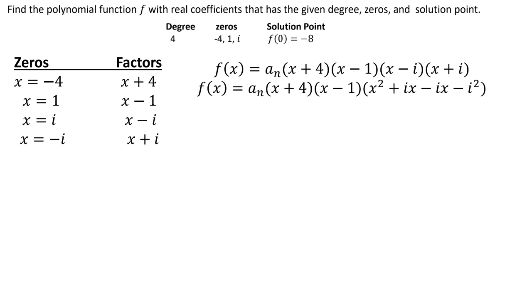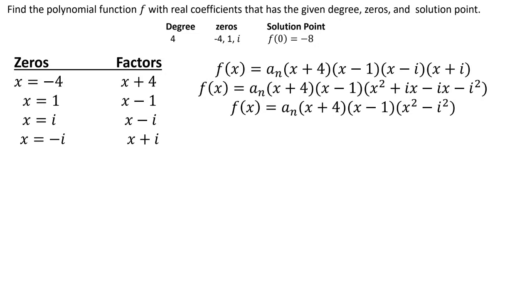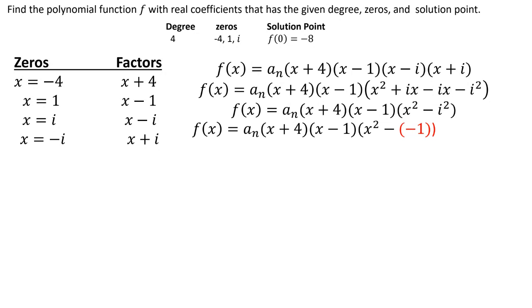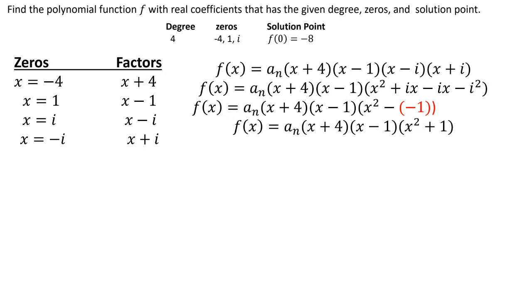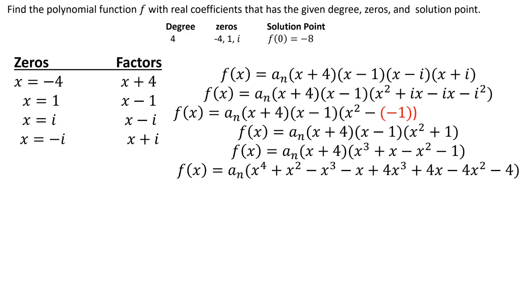So here I'm going to combine like terms, and then I'm going to simplify. I squared, I know, is equal to -1. So we have x squared plus 1. Let's go ahead and continue the FOIL. Let's pick another one. Let's multiply the x minus 1 times the x squared plus 1. Combine like terms and simplify. Then now we have x cubed plus x minus x squared minus 1.